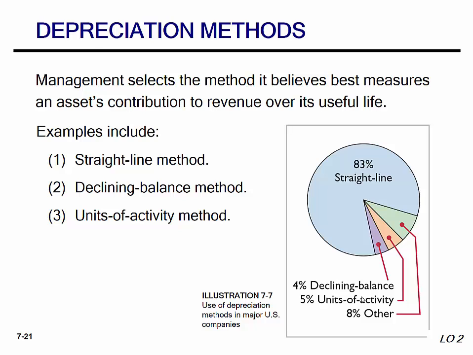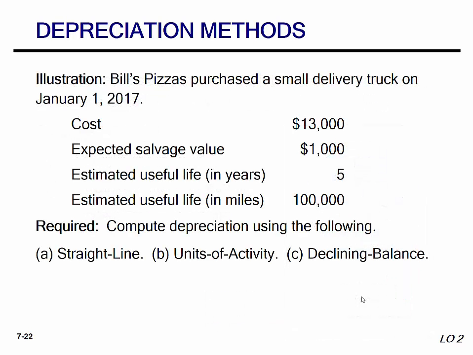The declining balance method is the one that many of you seem to have more challenges with. So number 1 and number 3 are pretty easy, but that middle one you're going to have to focus very carefully on what I'm telling you and also how you calculate it. Again, on this illustration here, note that Wiley has also said that 8% were using other. Again, there are several other methods out there beyond the scope of this class. All right, so management gets to select the method that they believe best measures the asset's contribution to revenue over its useful life. All right, so let's take a look here at our data set.